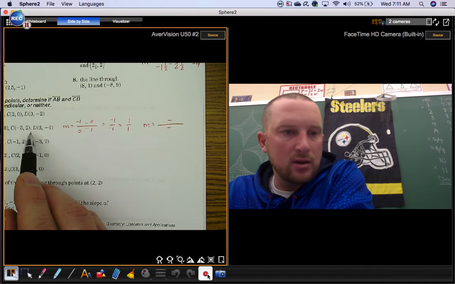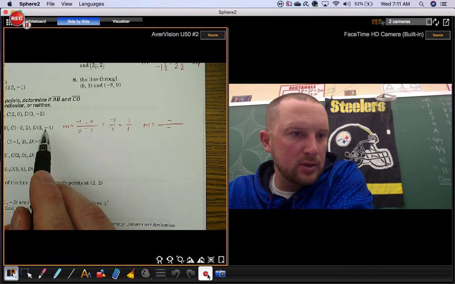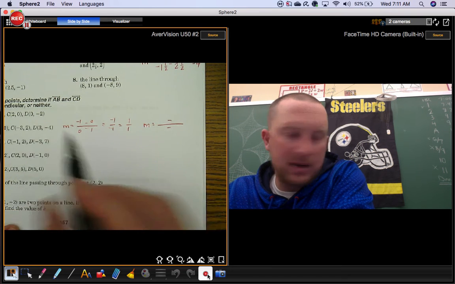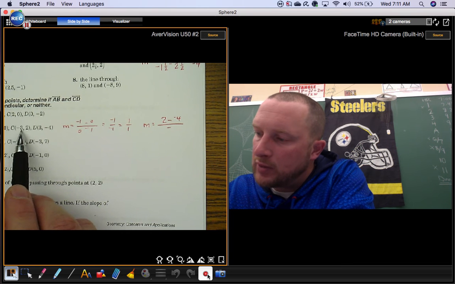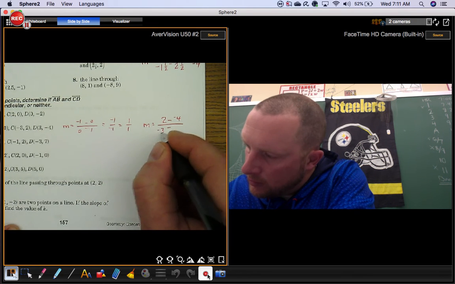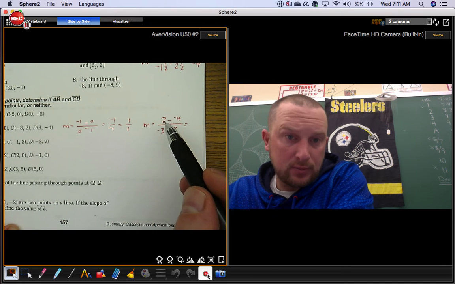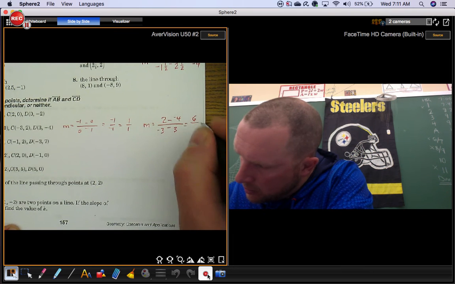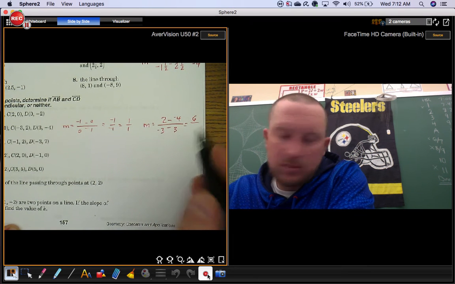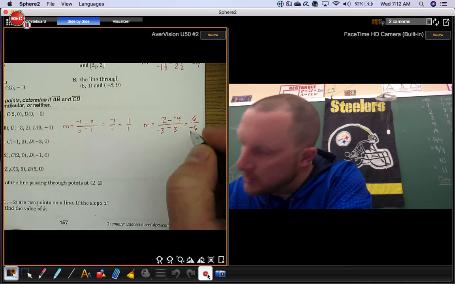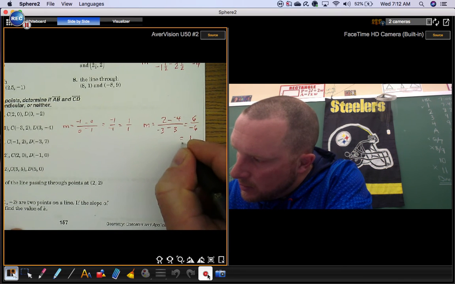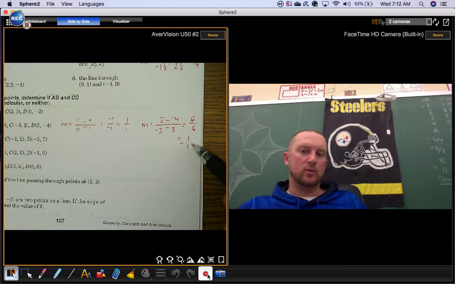We're going to do the same thing for line CD. Let's subtract the y values. We'll do 2 minus negative 4. Then we'll do negative 3 minus 3. 2 minus negative 4, that's the same thing as 2 plus 4. Negative 3 minus 3 gives you negative 6. You need to reduce that. 6 over negative 6. That gives you negative 1 over 1.